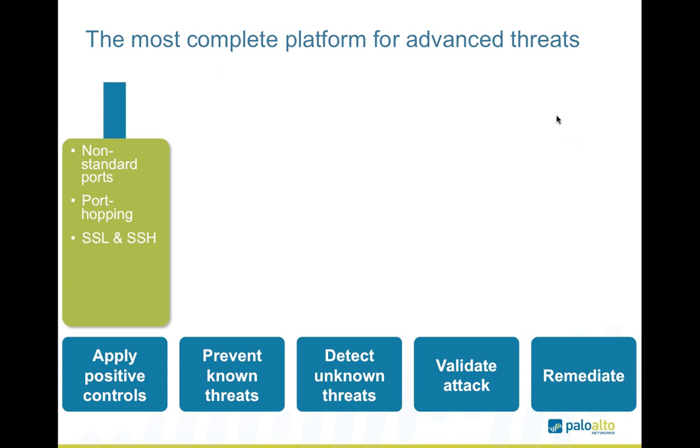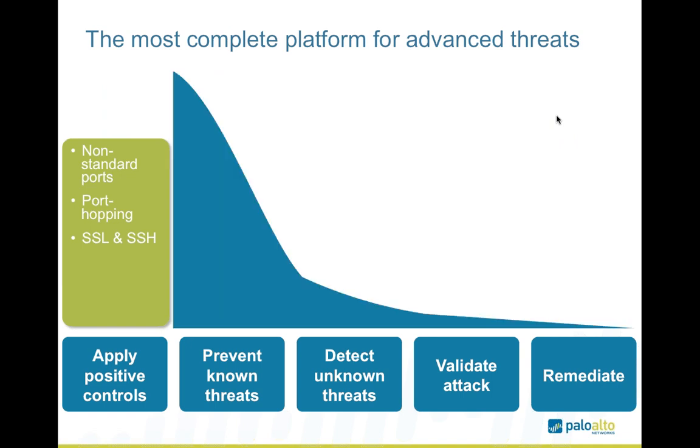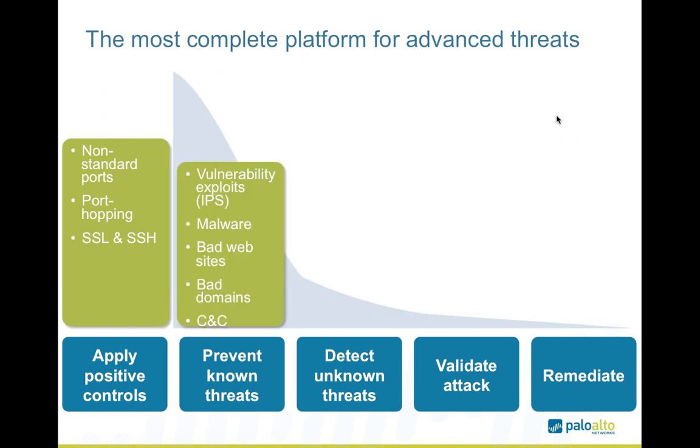So what we do, first of all, we apply the control, so we reduce the risk surface, right? Non-standard ports, port hopping applications. If there is any SSL encrypted traffic or SSH encrypted traffic, we can even decrypt these and look at what's really passing inside. And we will provide protections for the known threats. So all these exploits, malware, bad websites, bad domains, command and control traffic, and everything will be prevented.